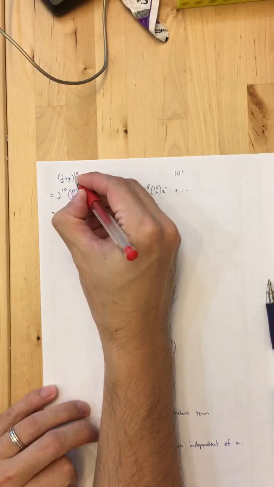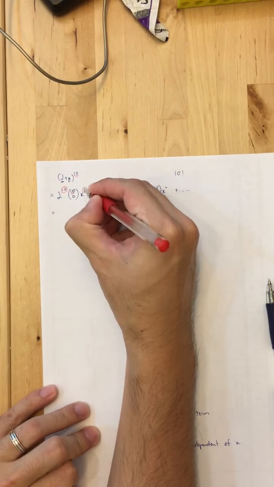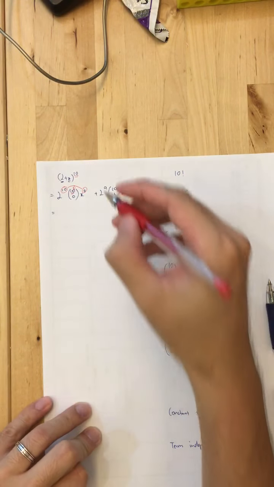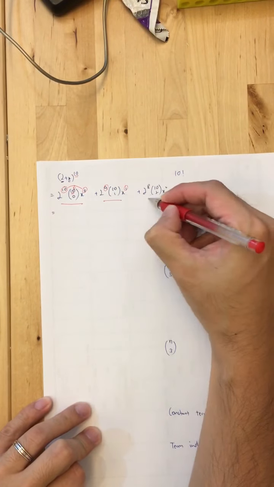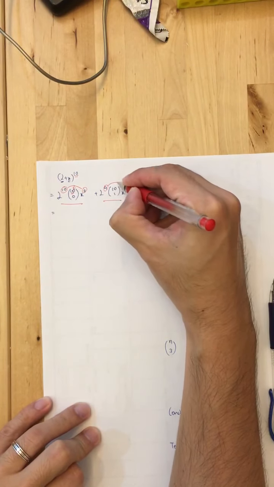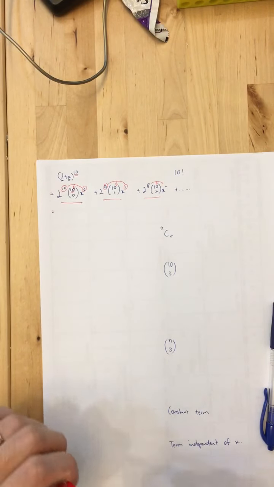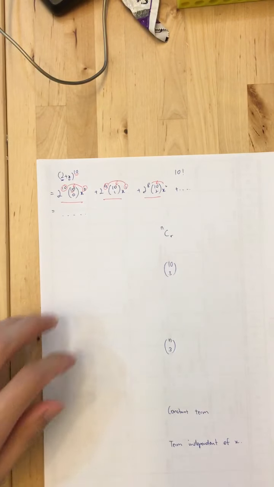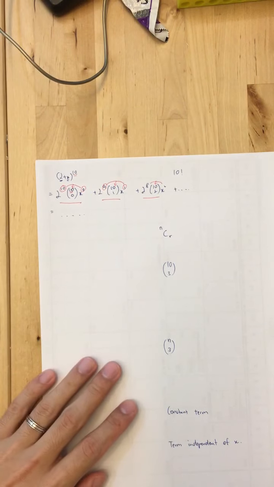A few observations. This 10 comes from here. These two numbers will add up to 10, and it's always the case for each individual term. It will add up to 10. So it's a good way for you to check whether your expansion is correct or not as you expand your binomial expansion.